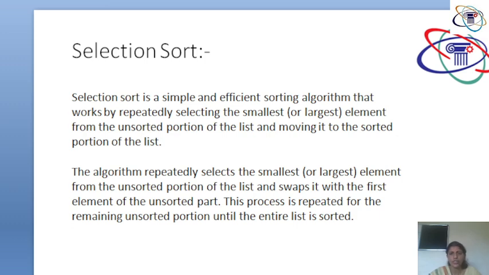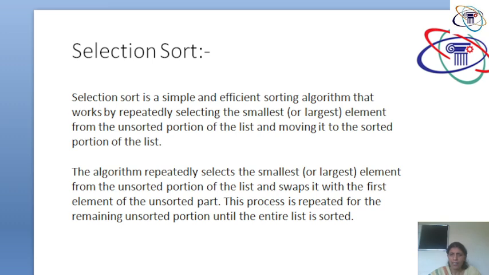Now what is selection sort and why do we need selection sort? Selection sort is a simple and efficient sorting algorithm that works by repeatedly selecting the smallest or largest element from the unsorted portion of the list and moving it to the sorted portion of the list. Means we are finding the smallest element from the list and placing it at the right place, and then again finding the second smallest, and so on. And this algorithm is very simple and efficient.